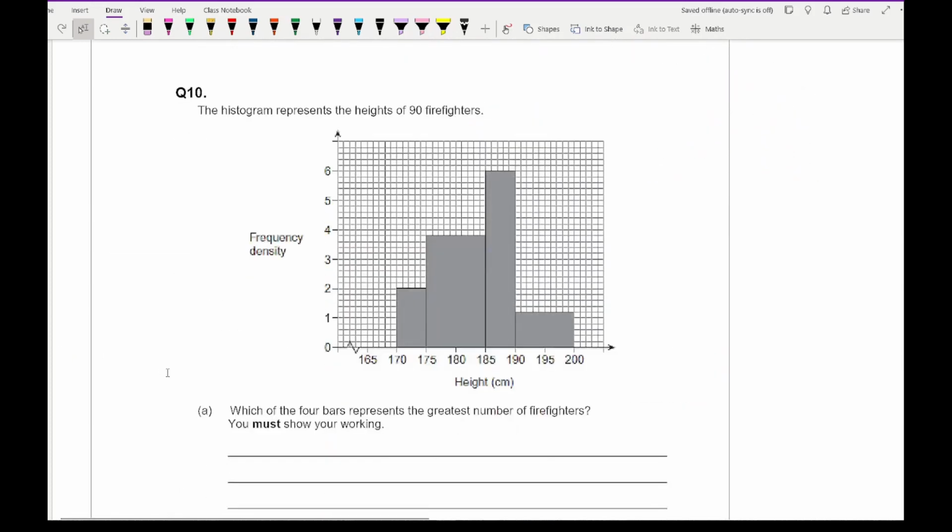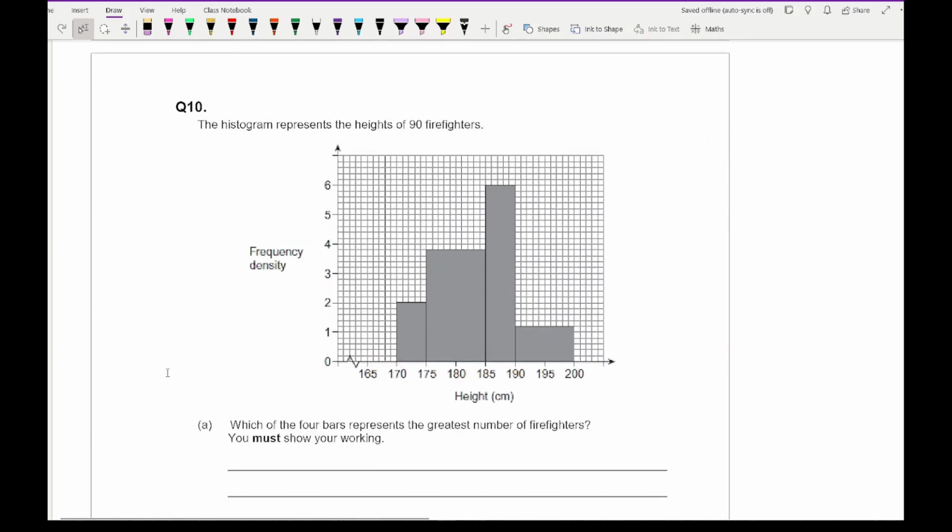Moving on to question 10, here we've got histograms. It says the histogram represents the height of 90 firefighters, and the question asks which of the 4 bars represents the greatest number of firefighters. So what you're looking for is basically which bar has the biggest area.